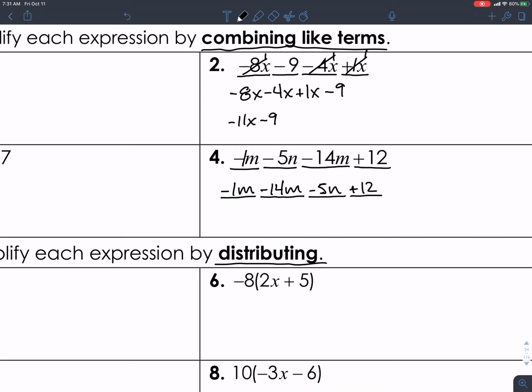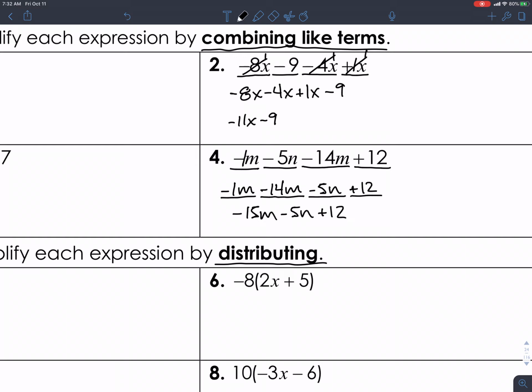Now I combine like terms. That just means combine the terms with the same variable and then combine the terms that have no variable. So there's 2 terms with m's, negative 1 and negative 14. That gives me negative 15m. Negative 5n, I don't have another variable term with it that has an n, so I leave it alone. Negative 5n. Positive 12, my constants go at the end. Positive 12, there's nothing to combine it with.